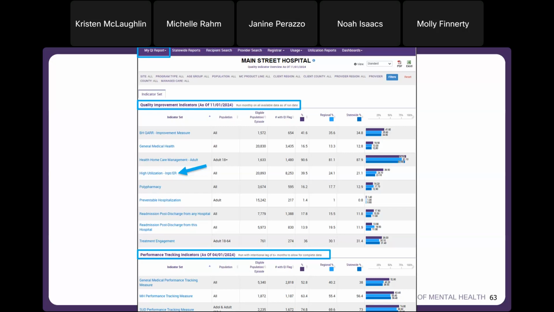And then we're seeing here what's the eligible population, right? For, let's say, the high utilization. Here's the eligible population, the denominator. Here is the people who are matching that quality flag. And then here is the prevalence rate. So about 40% of the people have high utilization that we're seeing here. And we can see that's a little bit higher than the region and the statewide. So that might be something I think is a room for improvement.